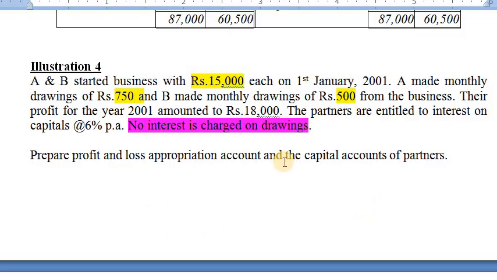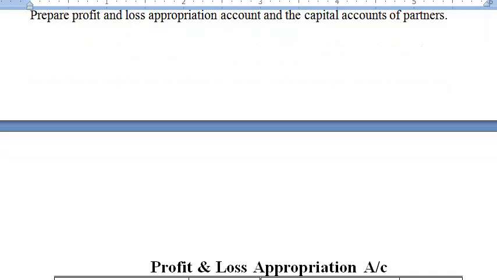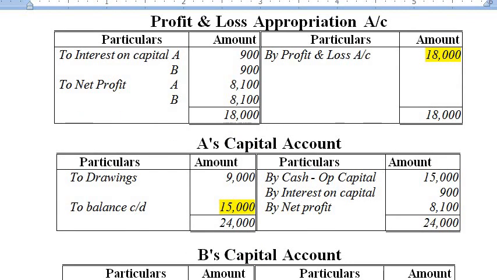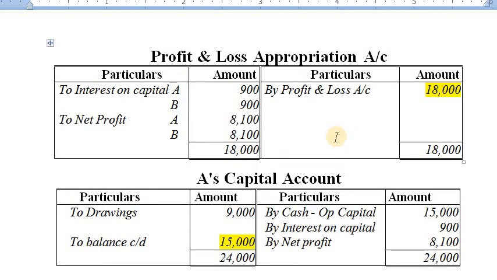Start with the net profit. Where is the net profit? Their profit for the year. This is the first information. Whenever you get a question, just locate this information, mark it, underline this one, and start doing the answer now. Profit and loss appropriation account, 18,000, good.